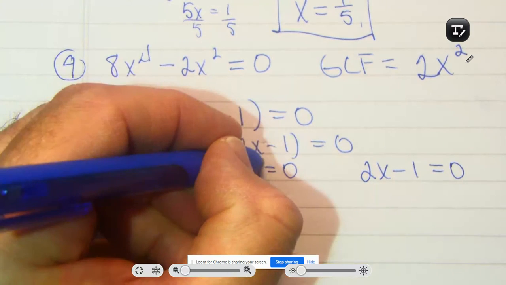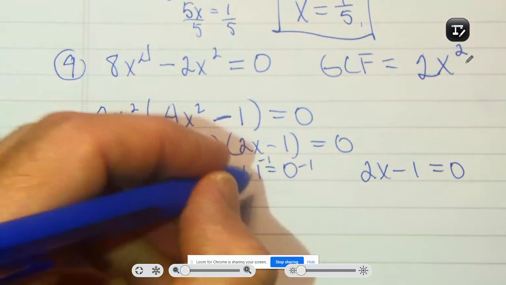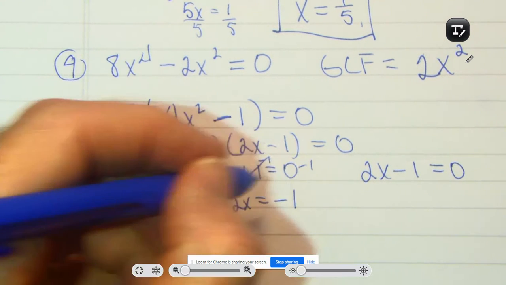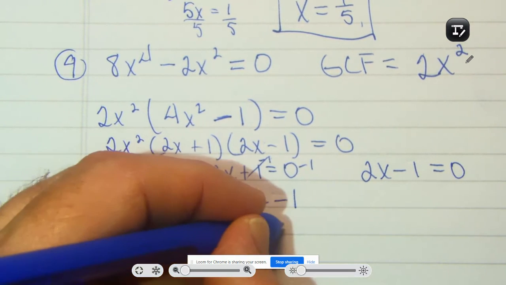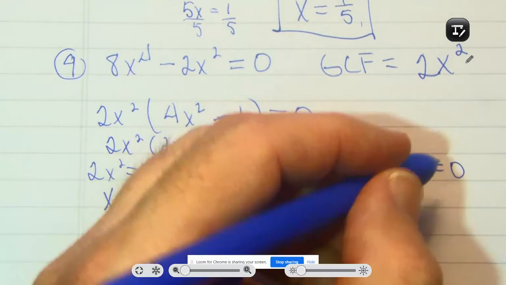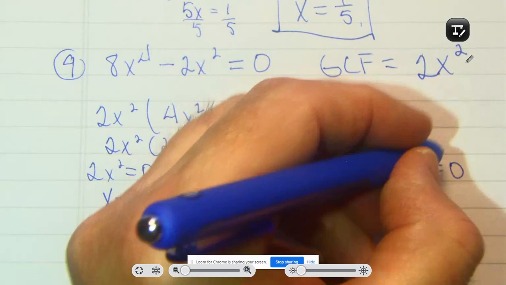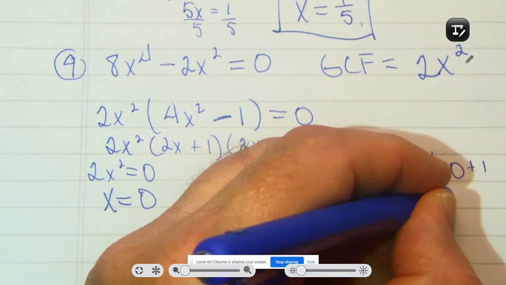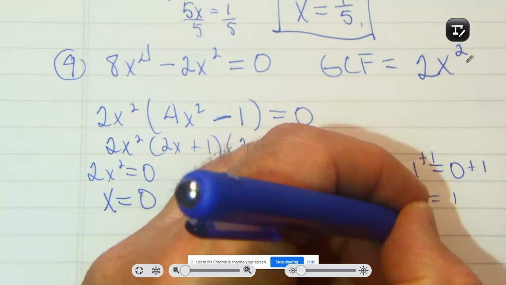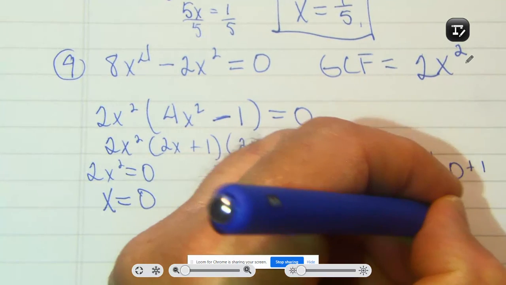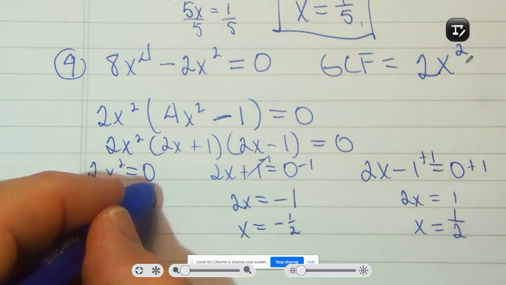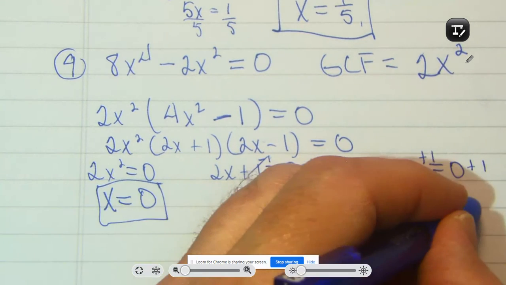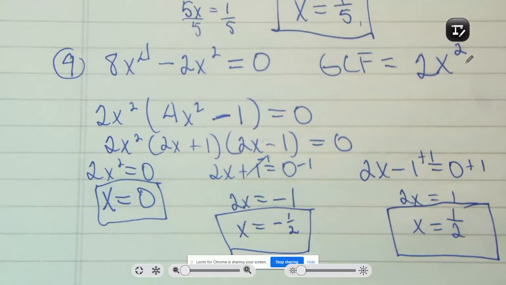Subtract 1 from both sides here. I get 2x equals negative 1. Those cancel. Divide by 2, x is equal to negative 1/2. Add 1 here. 2x equals 1, divided by 2. X is equal to positive 1/2. So my answers are 0, negative 1/2, and positive 1/2.